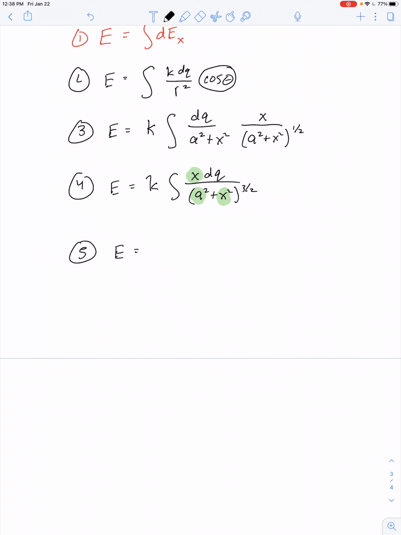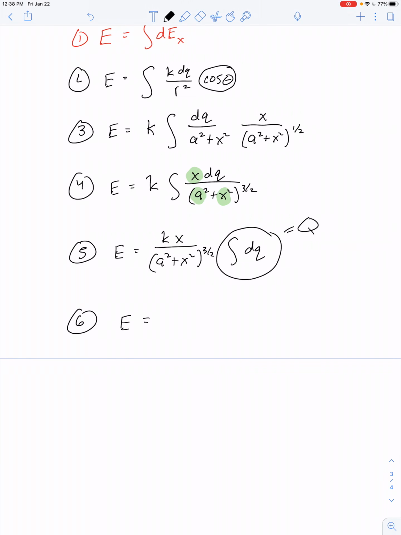I believe we just get E is equal to kx over a squared plus x squared to the 3/2 power times the integral of dq. Well, that couldn't be any easier. The integral of dq is just all of the charge q. So there we have it. The electric field at point P is equal to kqx over a squared plus x squared to the 3/2 power.